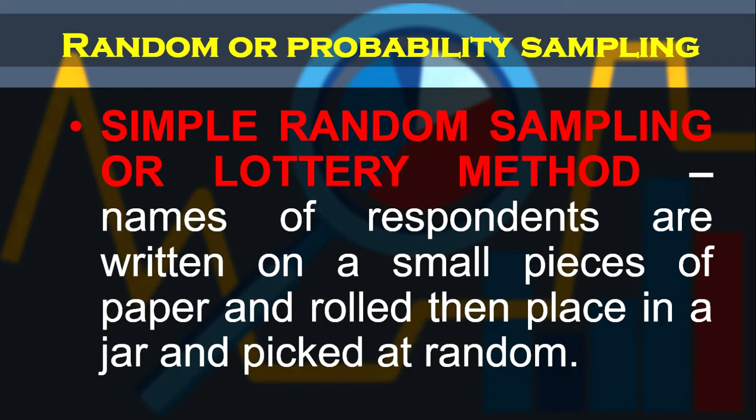So one type here is the simple random sampling or the lottery method. Okay, names of respondents are written on small pieces of paper and rolled them, placed in a jar and picked at random. Okay, so as you can see here, when it comes to the random or probability sampling, we can identify the sampling frame. We can identify the complete list or enumeration of all of the population members, okay, or elements. Okay, usually, since we are using technology, they are using Excel, okay, to create a command that generates a sample. Okay, it's a computer generated list. Okay, aside from doing it like a lottery, where you're picking from a bowl and getting those names or numbers.